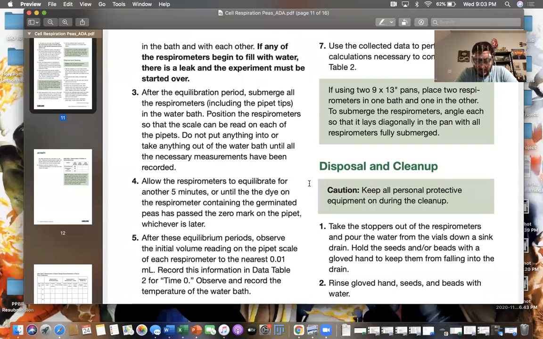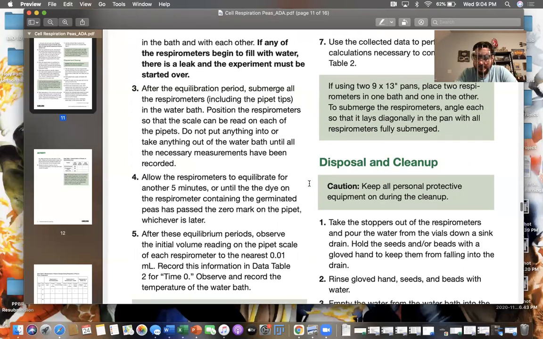Yeah, so again, if you have food dye, use it. If not, you can use a little flashlight trick. So you can just kind of shine your flashlight and you should be able to see water come in.